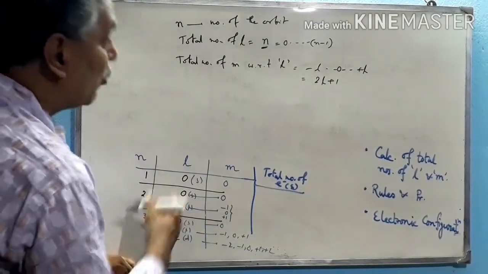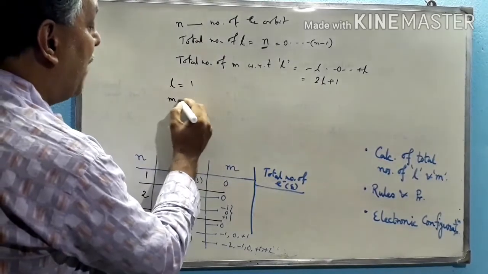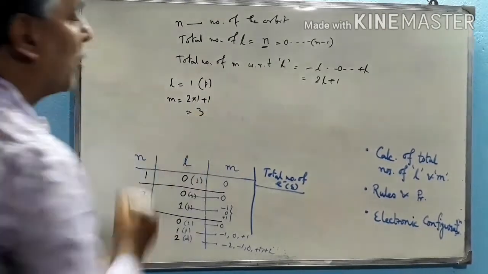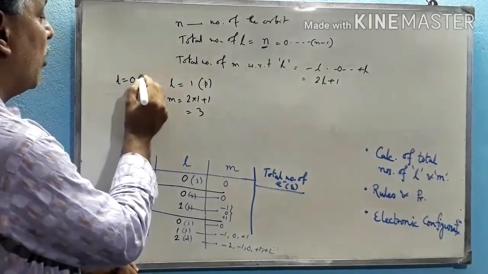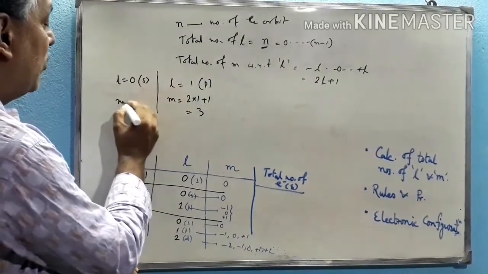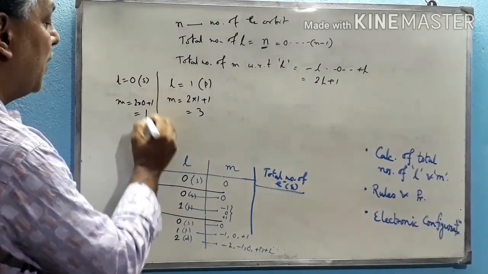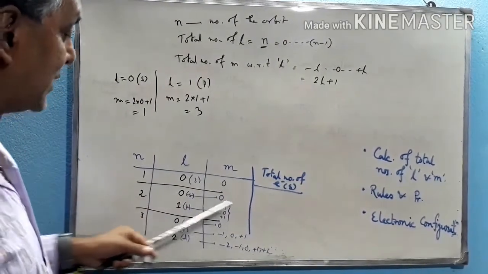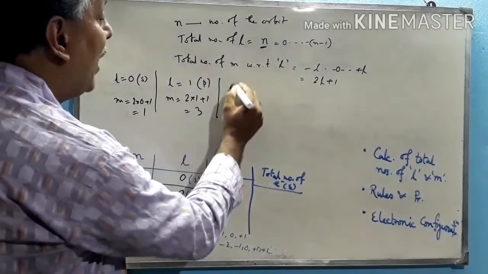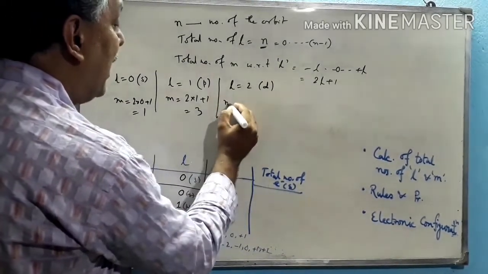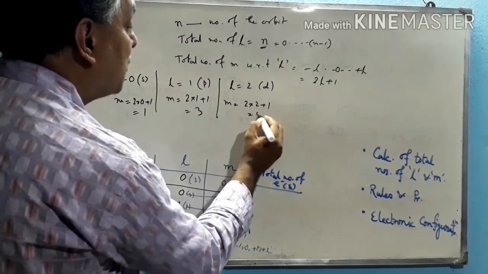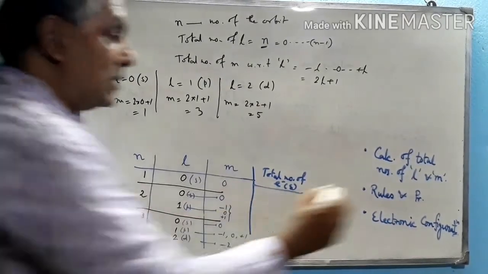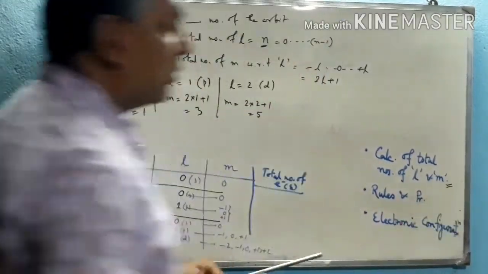Suppose in case of l equal to 1. Therefore m equals 2 into 1 plus 1, that means for the p subshell there are 3 orbitals. For l equal to 0, that means the s subshell, m equals 2 into 0 plus 1, that means only 1 orbital. So the s subshell has only 1 orbital. The p subshell has 3 orbitals. Now l equal to 2 for the d subshell, m equals 2 into 2 plus 1, that means 5 orbitals: minus 2 to plus 2 including 0. So these are the calculations of the total number of l and m.